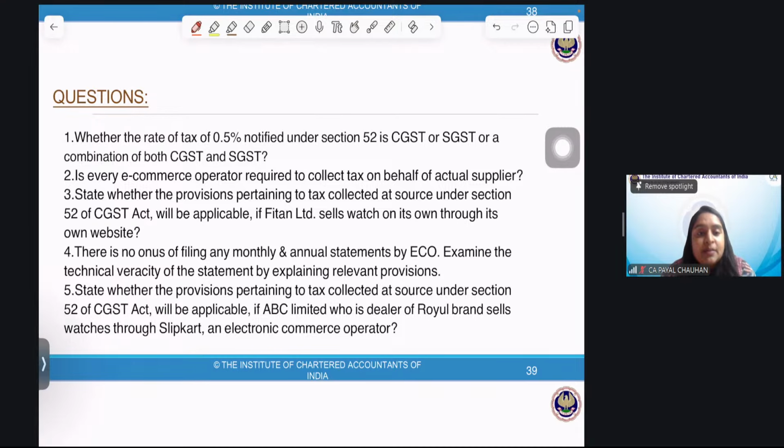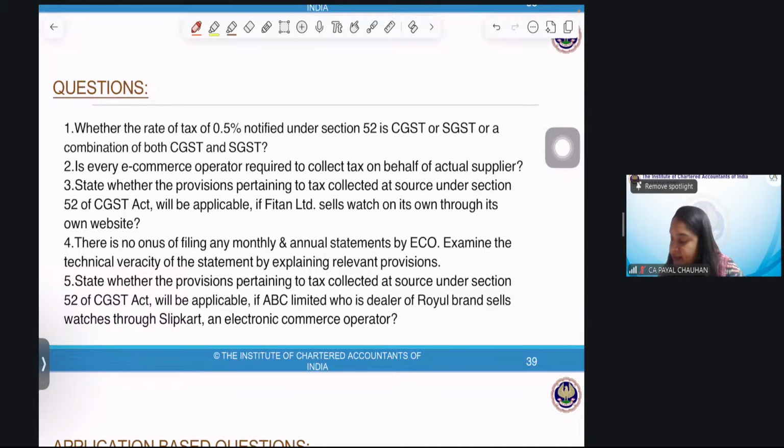Now, state whether there is no onus of filing any monthly or annual return by ECO. Examine the technical veracity of the statement by explaining the relevant provision. Who will give me answer? I'm an e-commerce operator. I have no need to file a monthly statement or an annual statement. Is this correct? Wrong. Wrong. This is not correct. Tell me, what is the monthly statement which I need to file and what date? I'm an e-commerce operator. What is the monthly statement I need to file? And yes, I, the e-commerce operator, have to file GSTR 8 by the 10th of the next succeeding month. Very good. And what is the annual statement number which I need to file and what is the date?